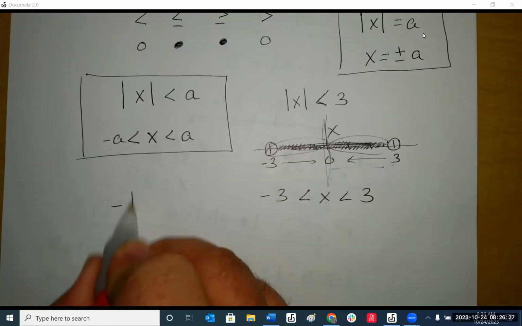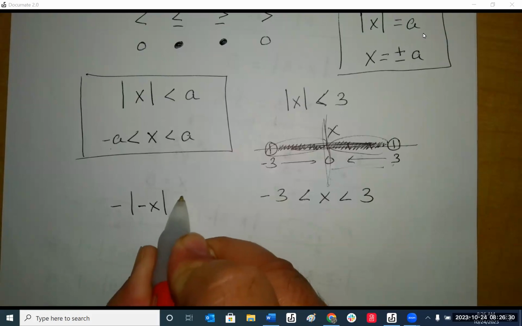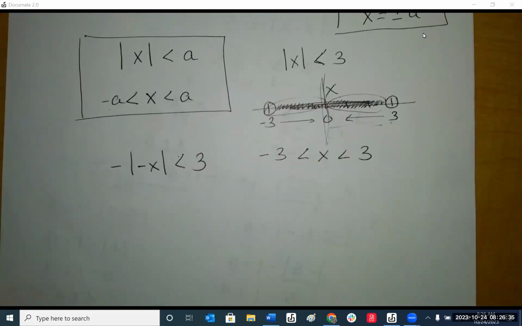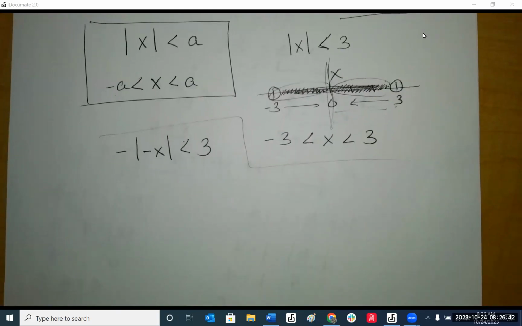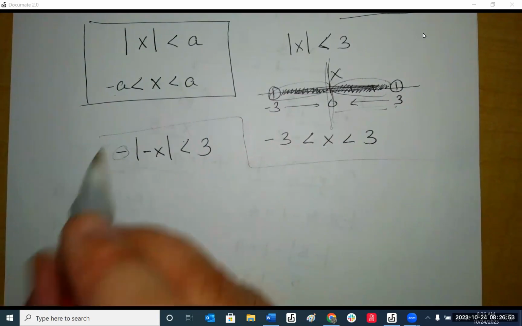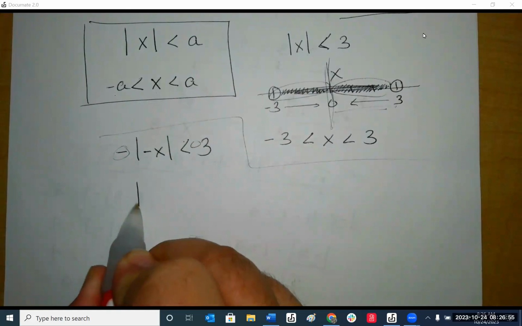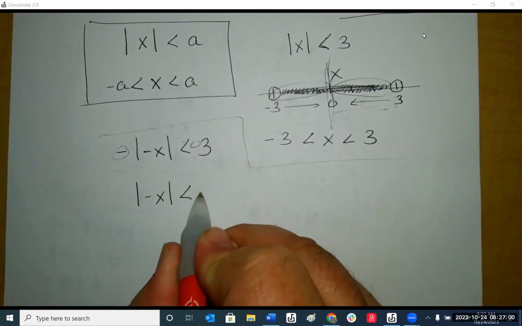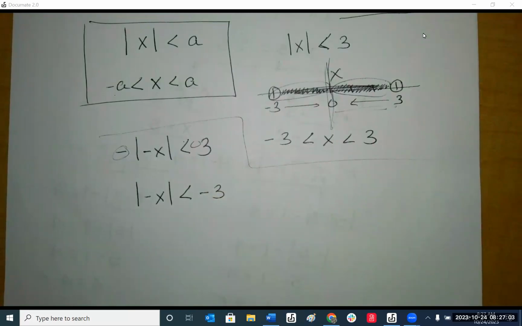What if you had this? What if you had that? You have to do piece by piece first. What's the first thing you got to do? Get rid of this, anything outside. Isolate the absolute value first. So we change the signs. So this becomes absolute value of negative x is less than -3.